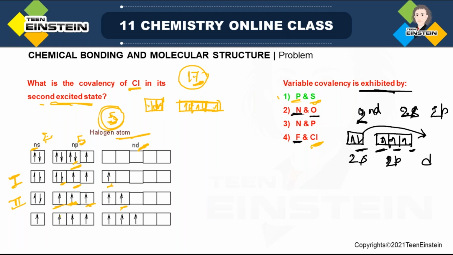So this is the answer, and also there is one more excited state shown here, which is the third excited state. Suppose the question is framed in such a way: what is the covalence of chlorine in this third excited state? Then your answer will be, now you can see total 7 unpaired electrons are there because all the pairs are broken. So then the answer should be 7.